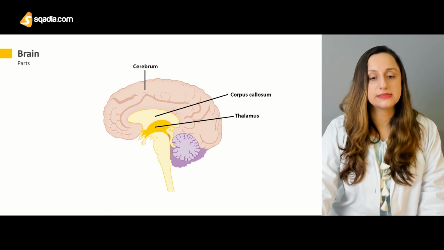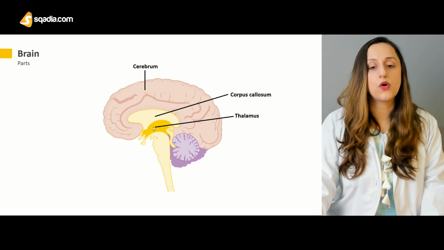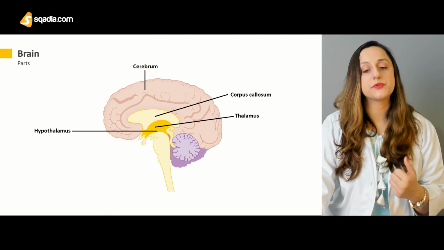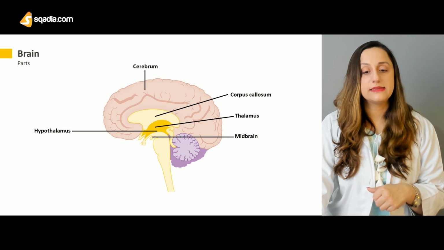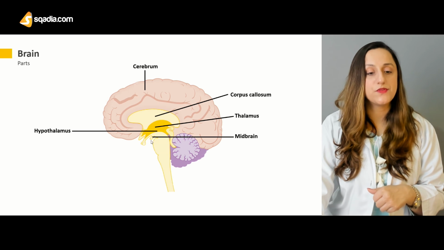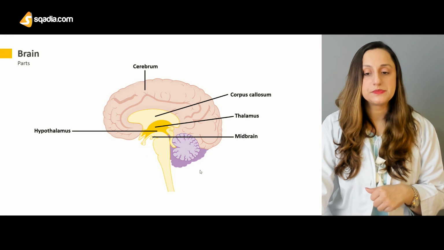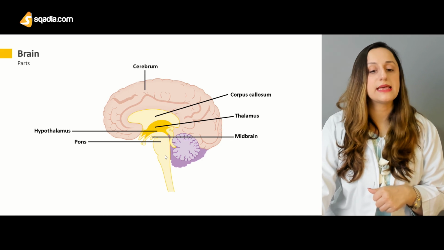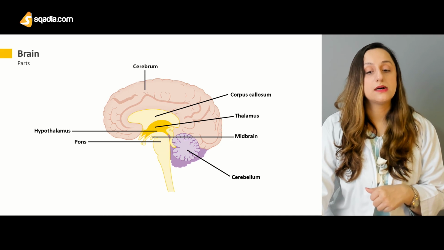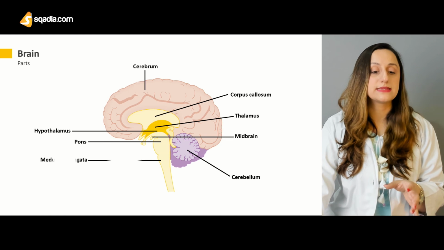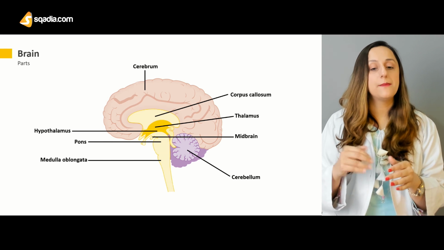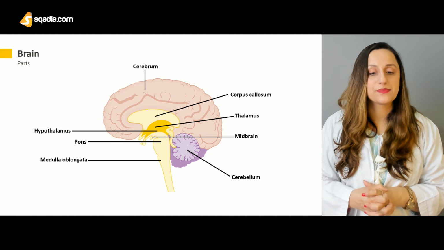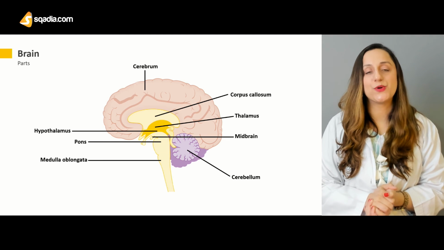Then we have the thalamus located over here, almost inferior to the corpus callosum. We have the hypothalamus present inferior to the thalamus. And then finally, we have the midbrain structures present inferior to the hypothalamus right over here. Moving on, we have the pons, then the medulla oblongata somewhat over here, and we collectively use the term brainstem for the midbrain, pons, and medulla oblongata. And then we have the cerebellum, which is an organ for coordination and balance.